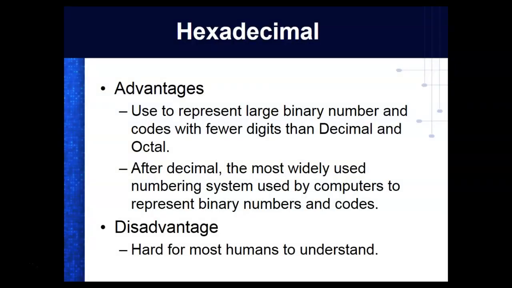Hexadecimal, used to represent large binary numbers and codes with fewer digits than decimal or octal. After decimal, this is the most widely used number system used by computers to represent binary numbers and codes. Disadvantage, it's hard for most humans to understand because now we're adding letters. So I might have 5B9. Now, right off the bat, hopefully that's a B, guys. That's not an 8. We know it's not binary. We know it's not decimal because there's no such thing as the decimal B digit. So it would be base 16.